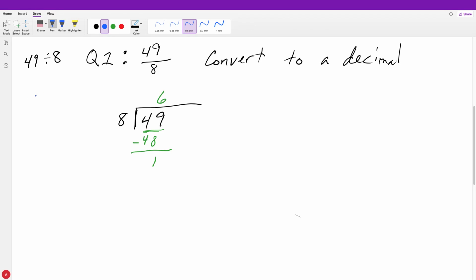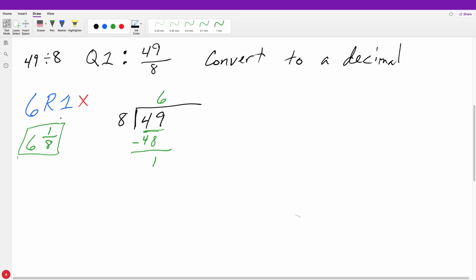What you may have done in the past is you may have said, okay, well, 8 went into 49 6 whole times, so I can write this as 6 remainder 1, which you will never, ever write that again. Or you might have said, well, it went in 6 whole times with 1 remaining, and we were dividing by 8, so it can be rewritten as 6 and 1/8. All right, so those are ways that you might have done it before, but now we need to keep going.